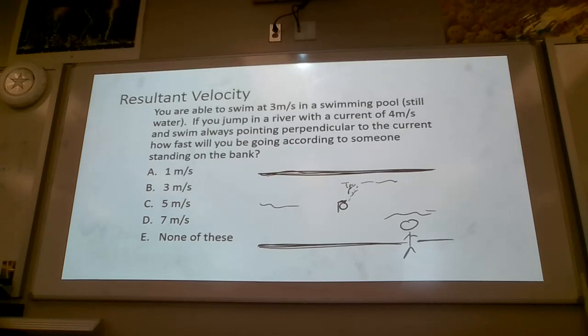Use your desk. Tell your neighbor. I think it's B. Why is it B? Because you're able to swim, because the current's not pushing against you forward, it's pushing you to the side. That means you're going this way.